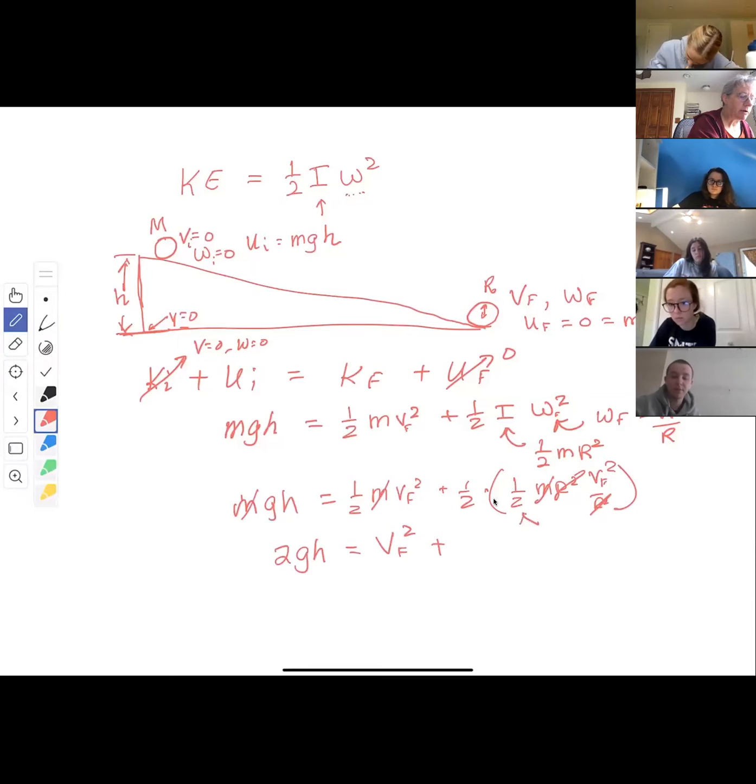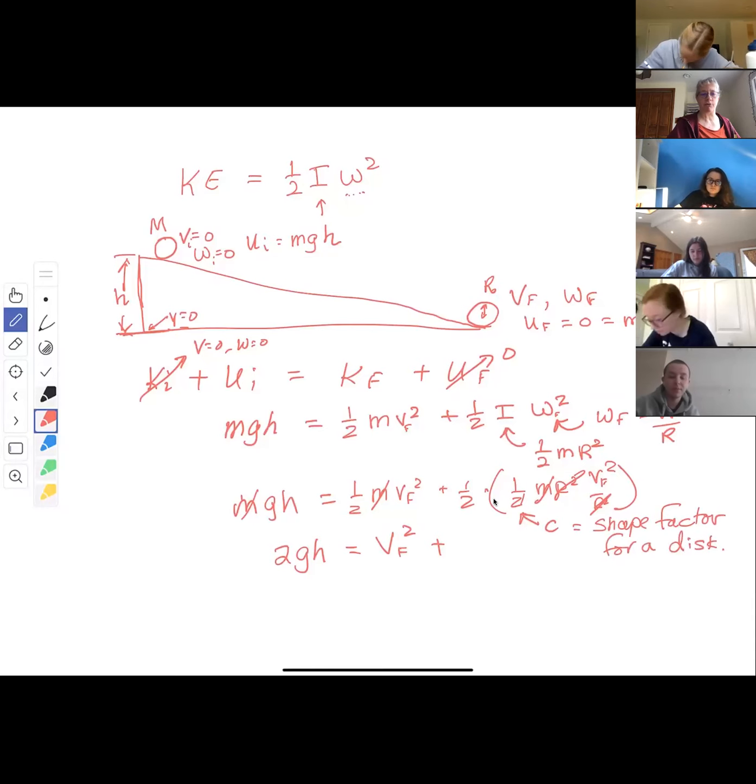I'm going to treat this 1/2 special. I'm going to call that C, and I'm going to call that C the shape factor for a disk. Okay, the shape factor for a disk.